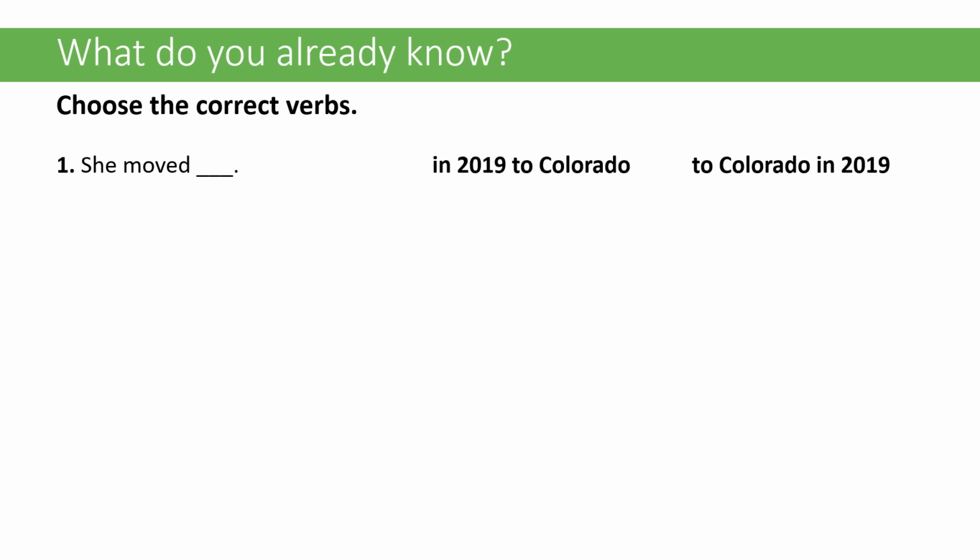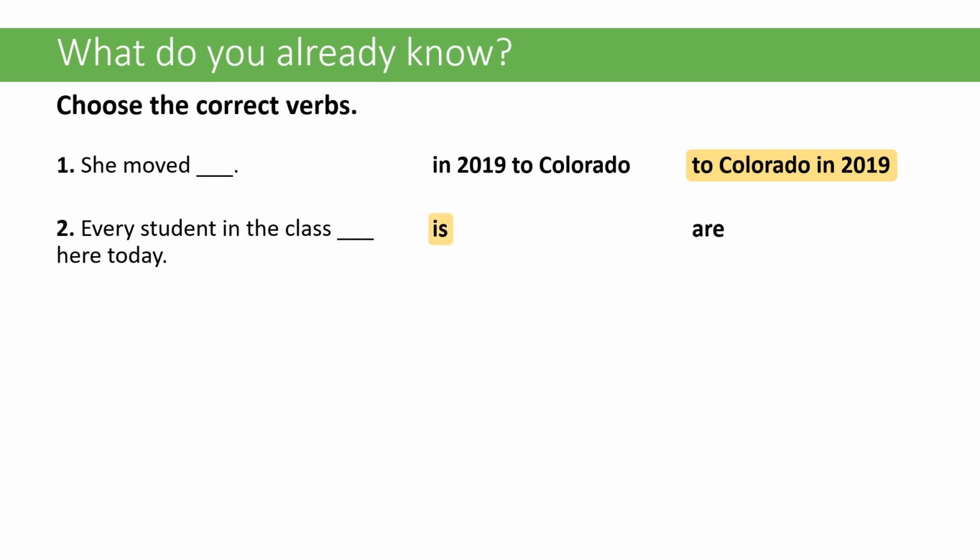So she moved in 2019 to Colorado, or to Colorado in 2019? To Colorado in 2019 is the correct answer. Every student in the class is or are here today? Is is the correct answer. There is or there are some new students in our class? The correct answer is are.